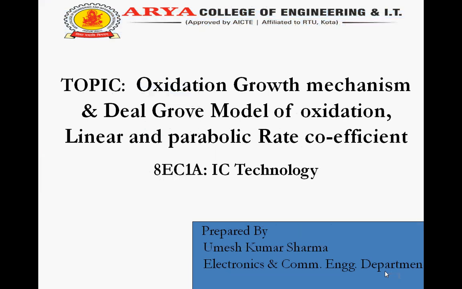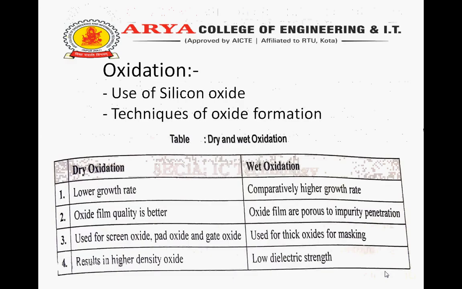Today we are going to discuss the topic oxidation growth mechanism and Deal-Grow model of oxidation and linear and parabolic rate coefficient. First of all, we will discuss about the oxidation. Oxidation is one of the most important thermal processes which adds oxygen to form silicon dioxide on the wafer surface.